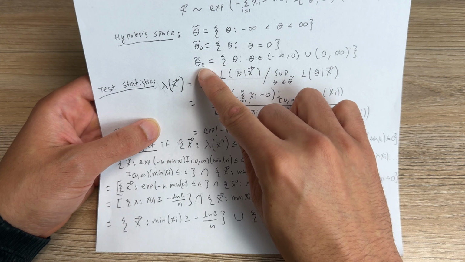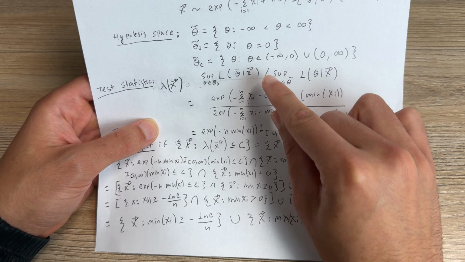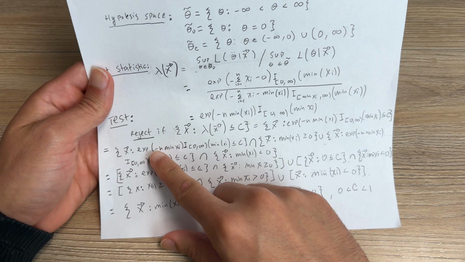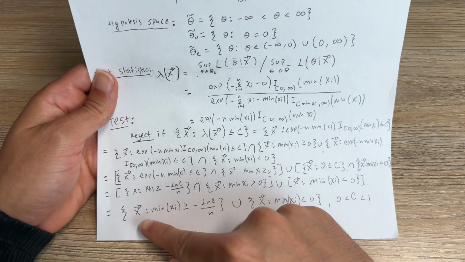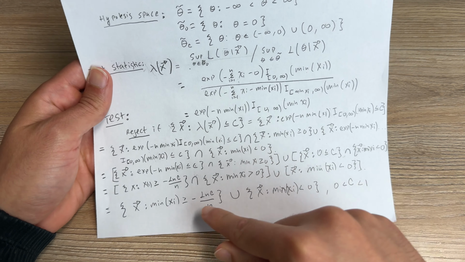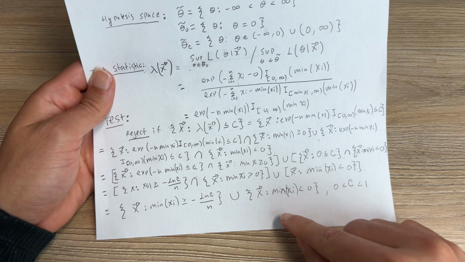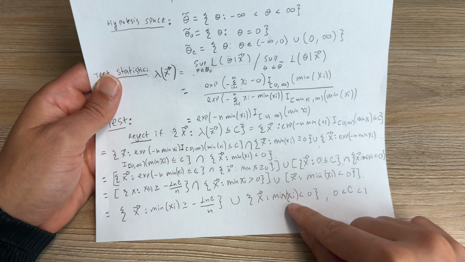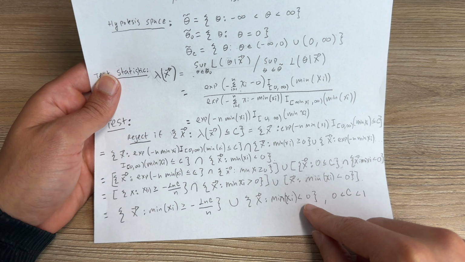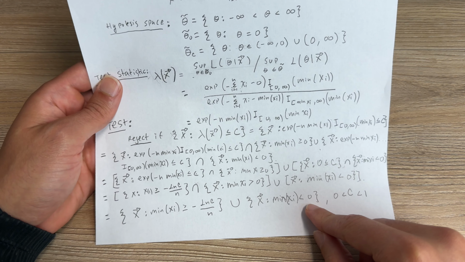the complement of the hypothesis space is a disjoint set. To derive the test, we have to account for all of those scenarios, and we arrive at this conclusion. And this conclusion is intuitively saying two things. One, that if the minimum of the xi's is less than 0, we will reject the hypothesis.